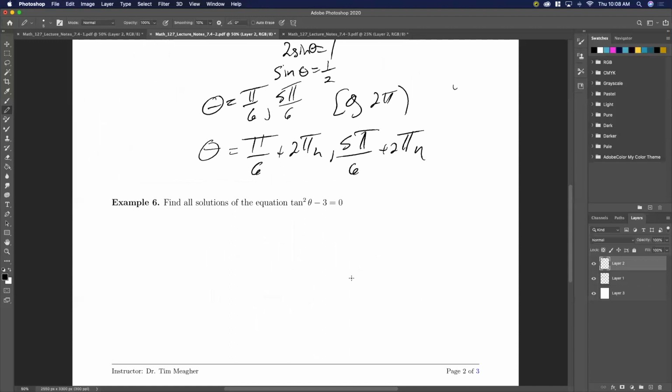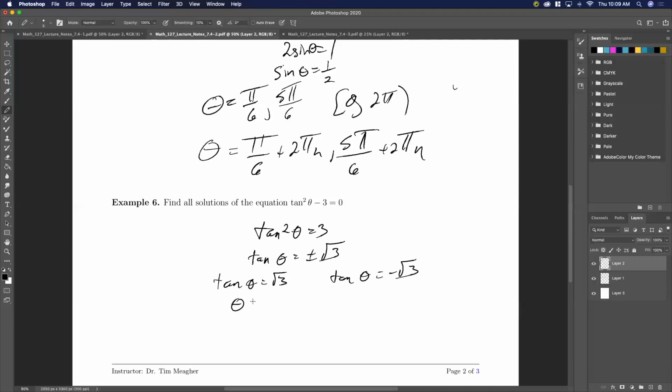All right. So now we want to find all the solutions to this equation. Well, this one's a lot more complex. So let's go ahead and run through this. Here, we're going to move the 3 over, so we have tangent squared theta is equal to 3. Then I'm going to take the square root of both sides, so tangent of theta equals plus or minus the square root of 3. So here, we'll have tangent theta equals square root of 3, and tangent theta equals minus the square root of 3.